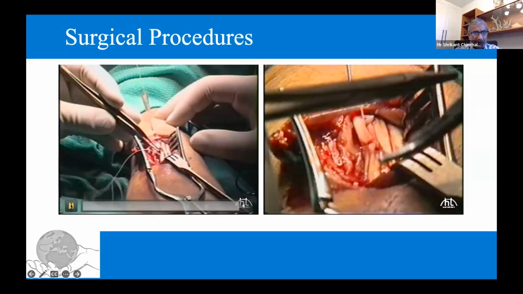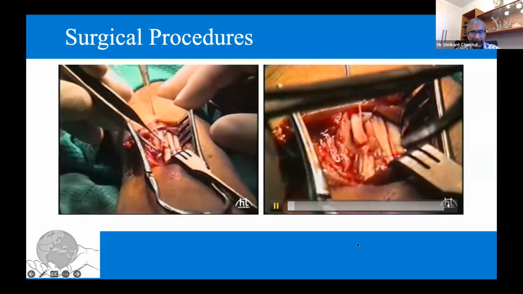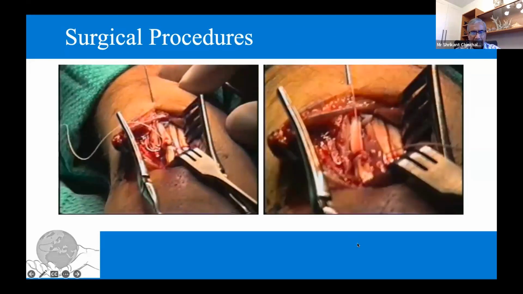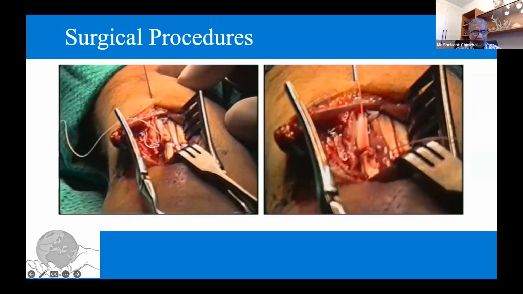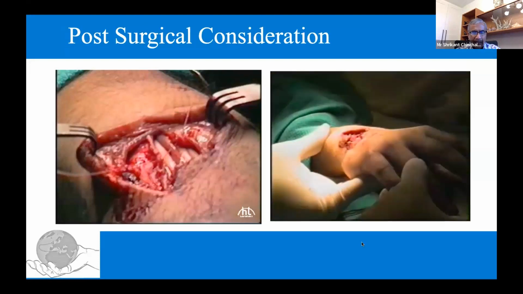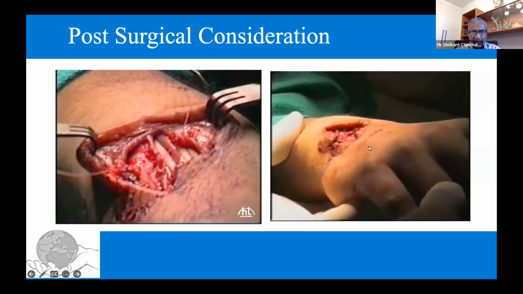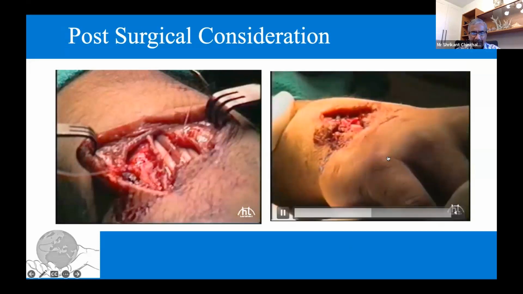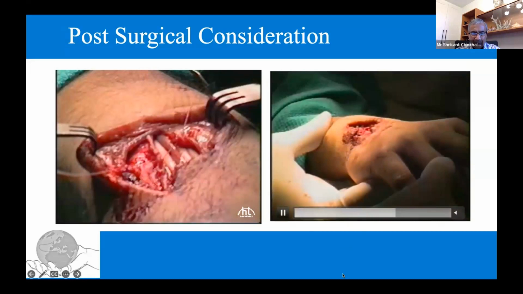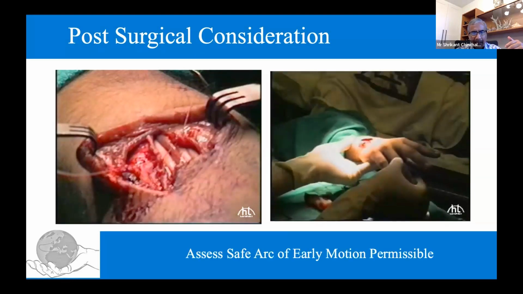So here, of course, the patient is undergoing tendon repairs, and upon completion of tendon repairs at the extensor retinacular level, before the extensor retinaculum was sutured and the skin was closed, we looked at the safe arc of motion permissible at the level of the wrist as well as at the metacarpophalangeal joint. Based on that, we designed a program for this individual.